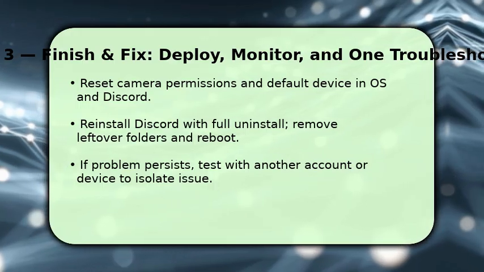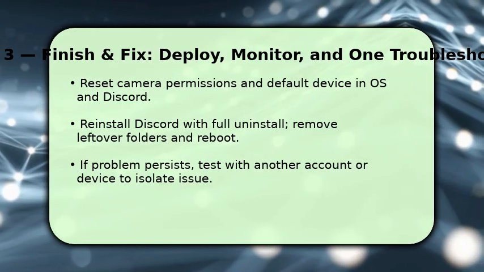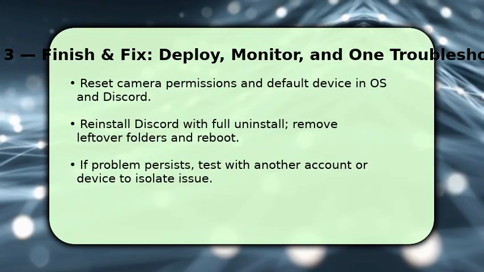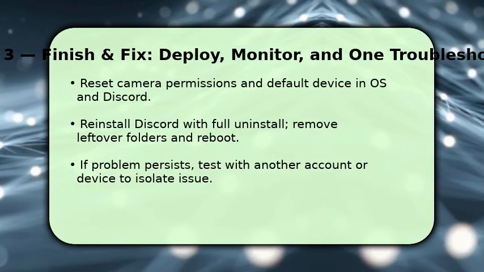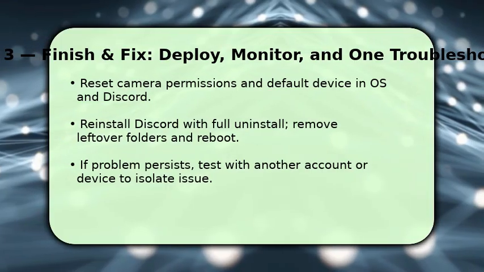If video still fails, fully uninstall Discord, remove app data folders, reboot, and reinstall the latest build to ensure clean codecs. Finally, test with another Discord account or different device to isolate whether the issue is account-specific or systemic. If that fails, contact support and provide logs.